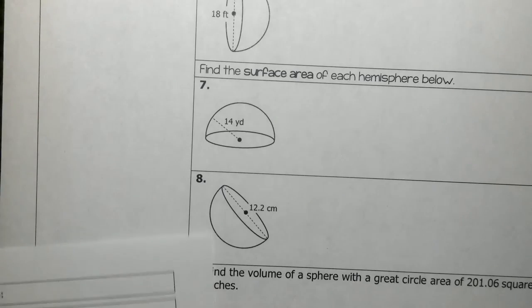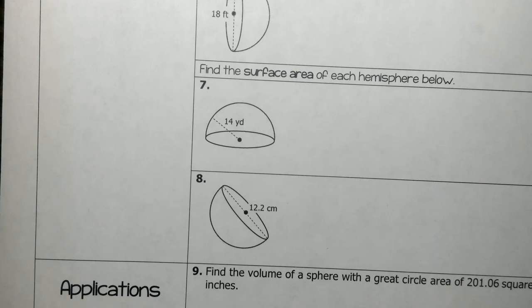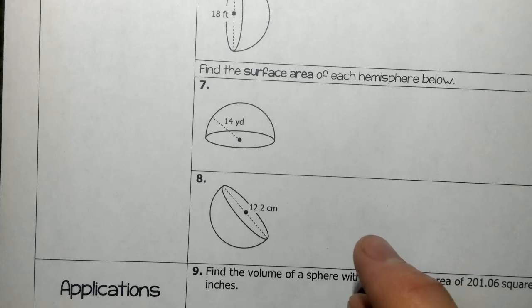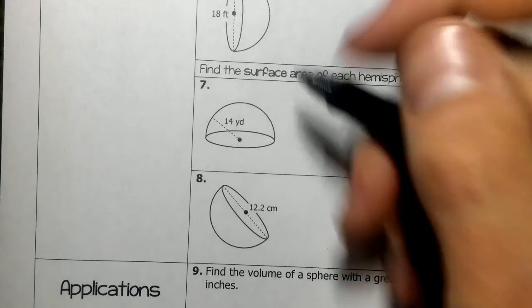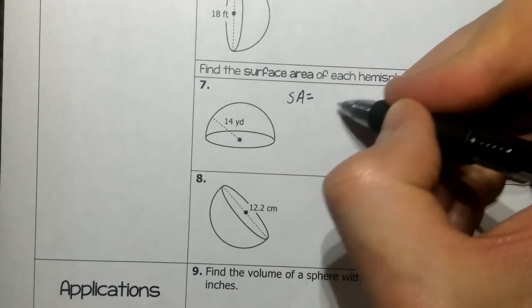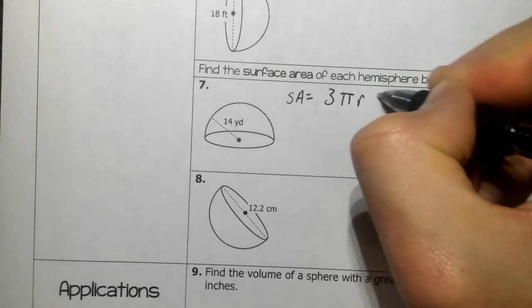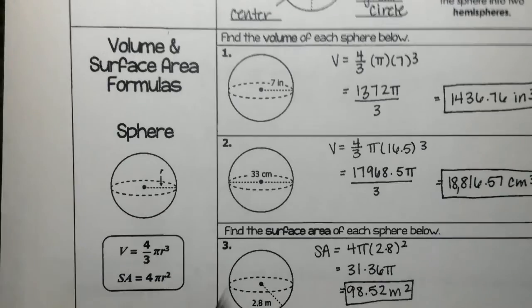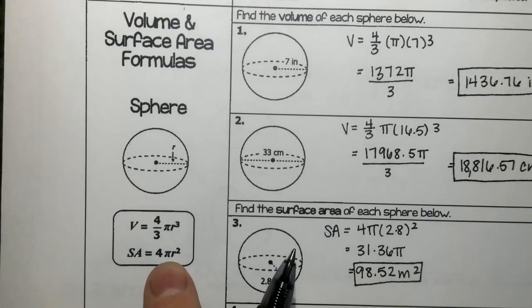All right, so last part would be, let's jump to number 7. Okay, so for number 7 we have a surface area problem. That formula is SA equals 3 pi r cubed. Now, this one is not exactly half, right? For the surface area formula of a sphere, the whole thing was 4 pi r squared. So you're thinking, well, hemisphere is half, so half of that would just be 2 pi r squared. But that's not how it works.